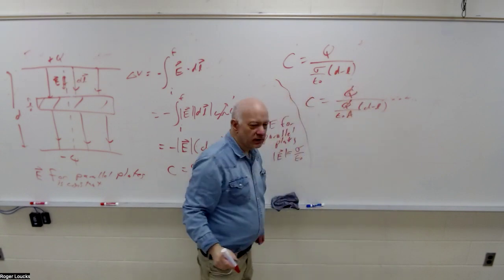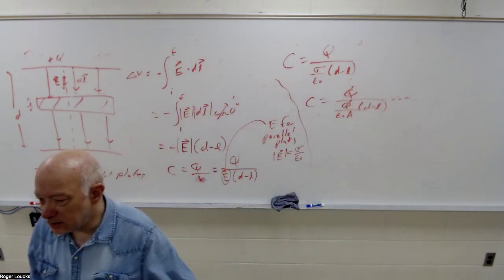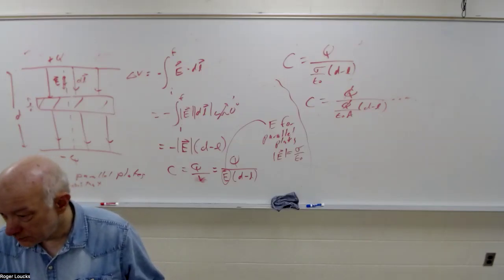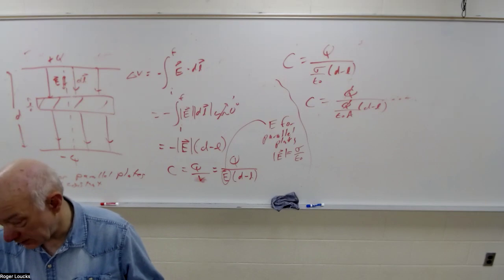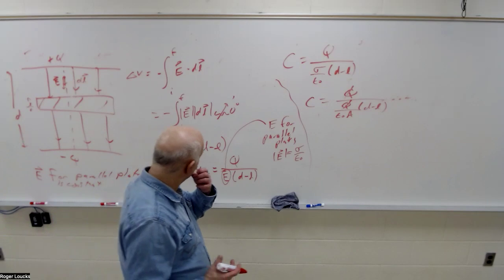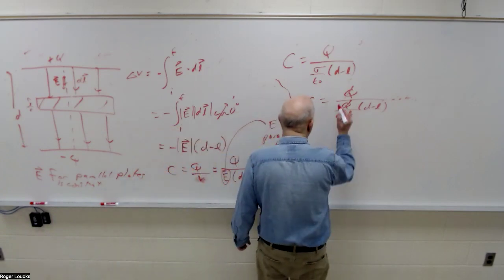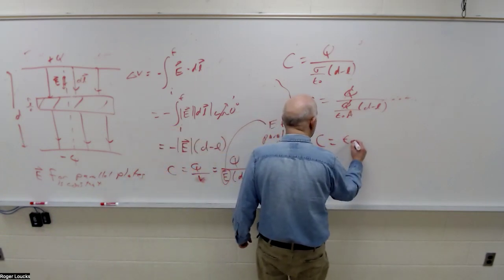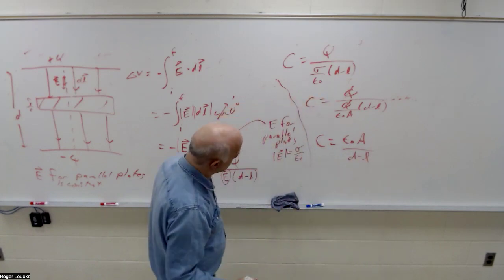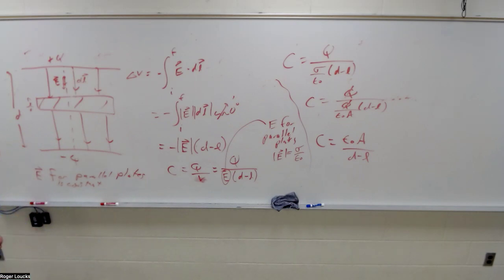The Q's go out. Why is it really good that the Q's go out? Because in the end, what does C never depend upon? Q or V. And so you're only left with geometric factors for your capacitor. So this comes up, and C equals epsilon naught A over D minus L. So that's what would happen if you had a metal dielectric there.